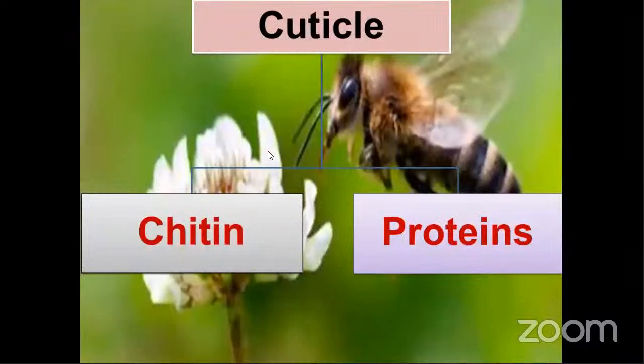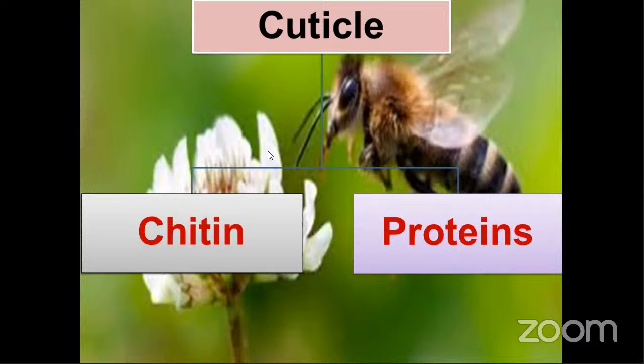Okay, next, pore canals. The size of the pore canal is less than 1 micron, so you can remember that. These pore canals are present in the exocuticle only, and they can secrete the cuticle layer or epicuticular part.